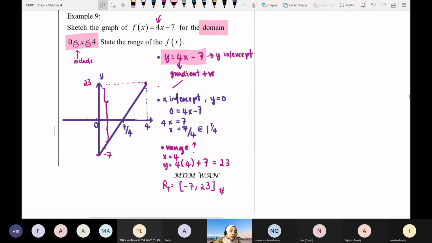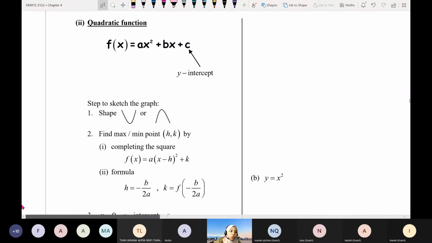Okay, so we proceed to quadratic function. This is something that you are familiar with, quadratic function. But you must know that C is the y-intercept. Okay, sketch smile or frown, and then find the maximum. First step, the shape by looking at the coefficient of A. If A is positive, smile. If A is negative, frown.